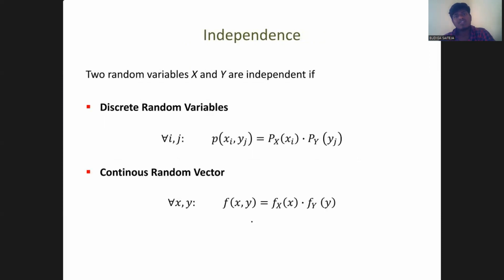Independence. Two random variables x and y are independent if, for discrete random variables, for all i comma j, p of x of i comma y of j equals p of x of i times p of y of j. And for continuous random vectors, for all x comma y, f of x comma y equals f of x times f of y.